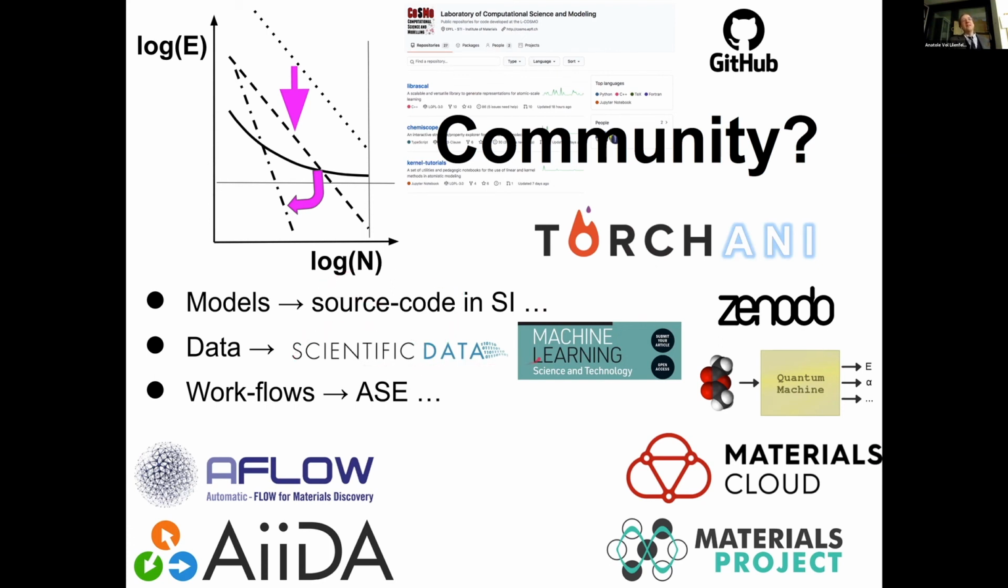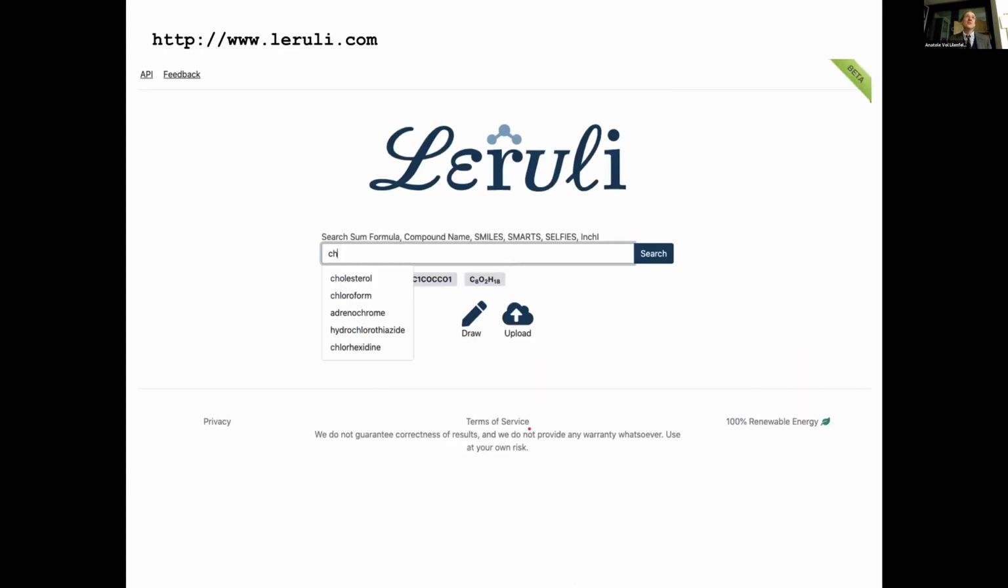You have journals such as Scientific Data or Machine Learning: Science and Technology, which welcome data sets and also codes. You have repositories like Zenodo or Materials Cloud that store your data for free so others can use it. And even the workflows: there are protocols now and workflows that automatize these runs, and they make the science much more reproducible than it used to be.